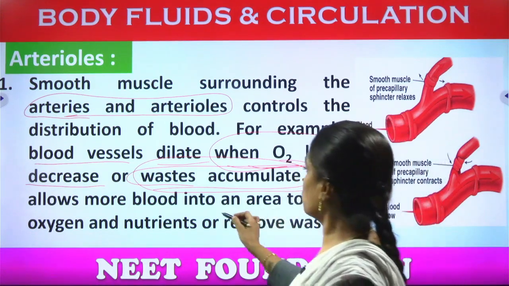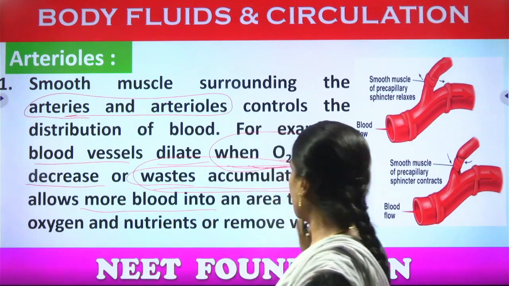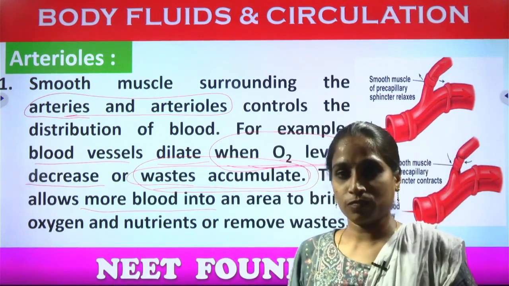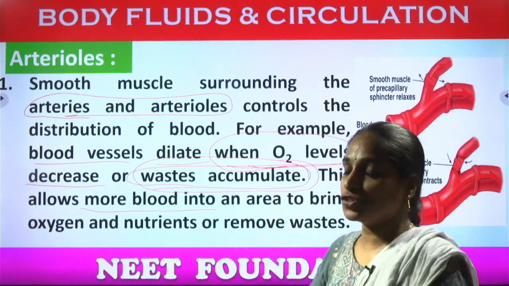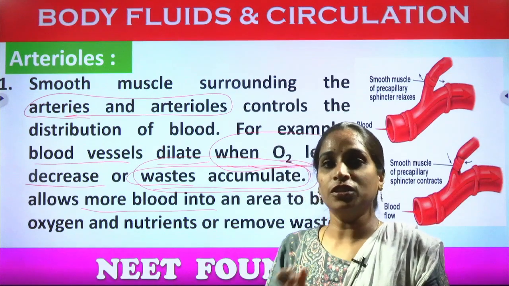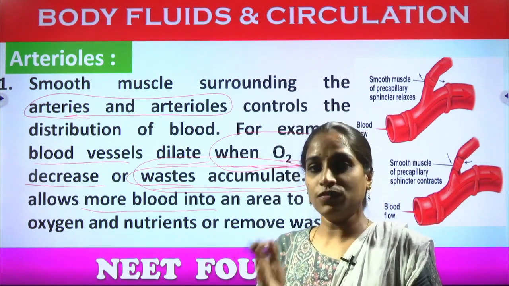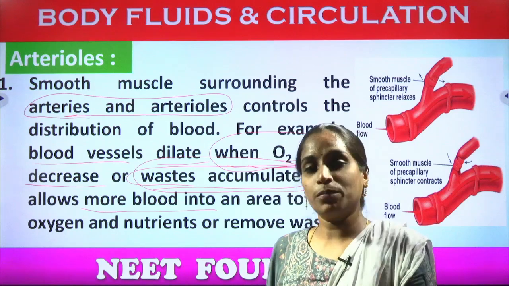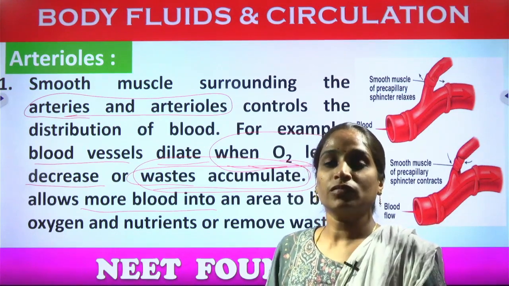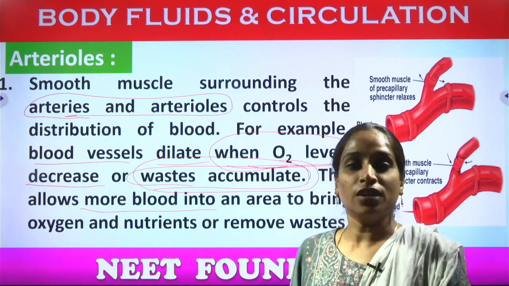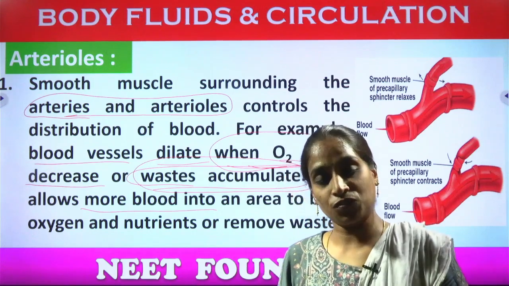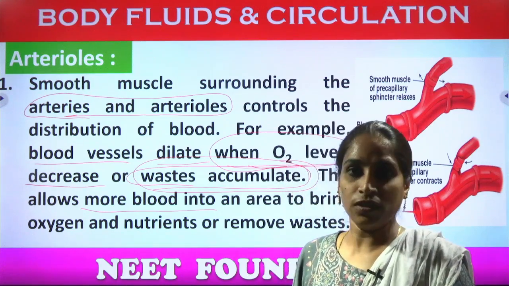So this allows more blood into an area to bring oxygen and nutrients or remove the waste. As we discussed, the arteries create the pressure and send the blood. Once the blood is sent, what happens in the next process? The continuation process is done. The waste materials are released outside, and again new blood will move towards the arteries from the ventricles of the heart.